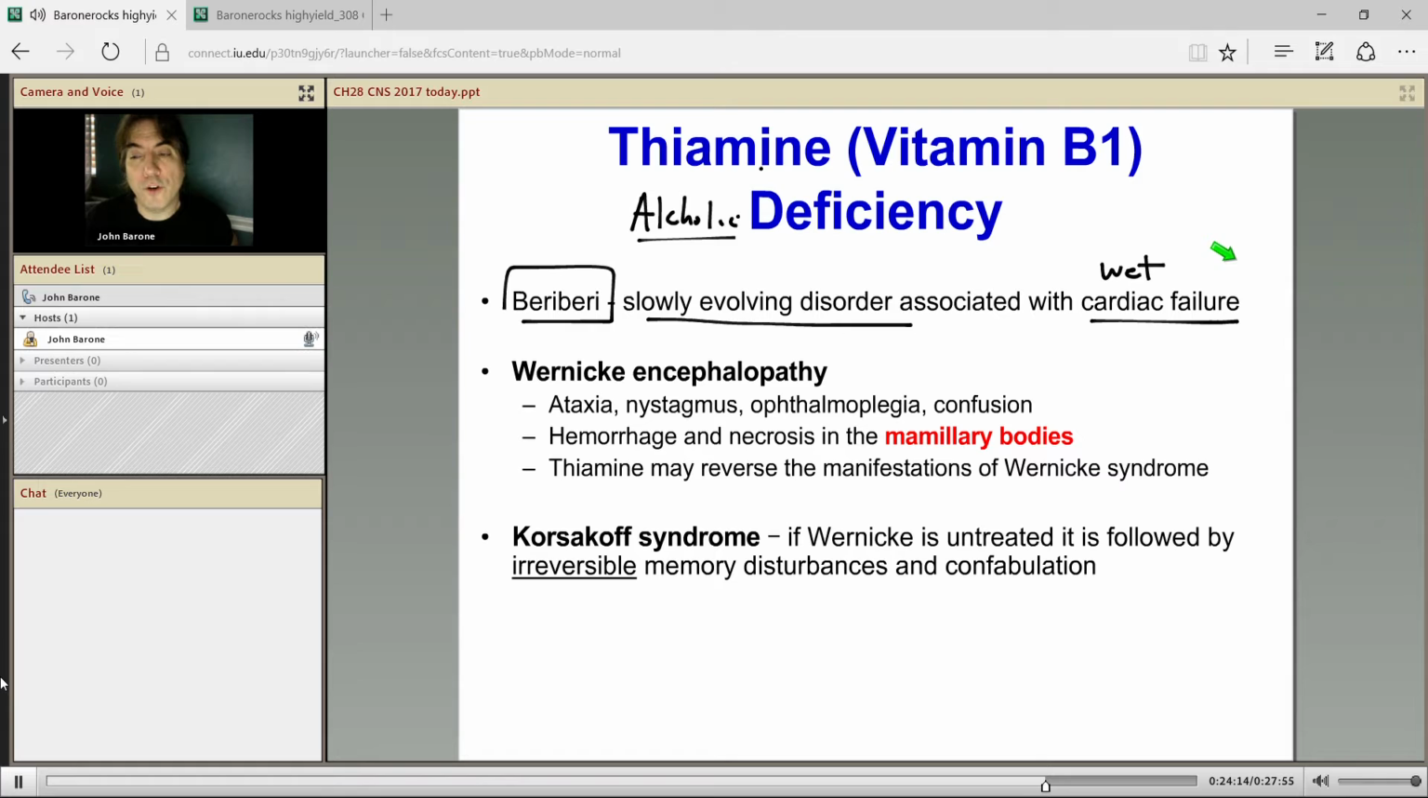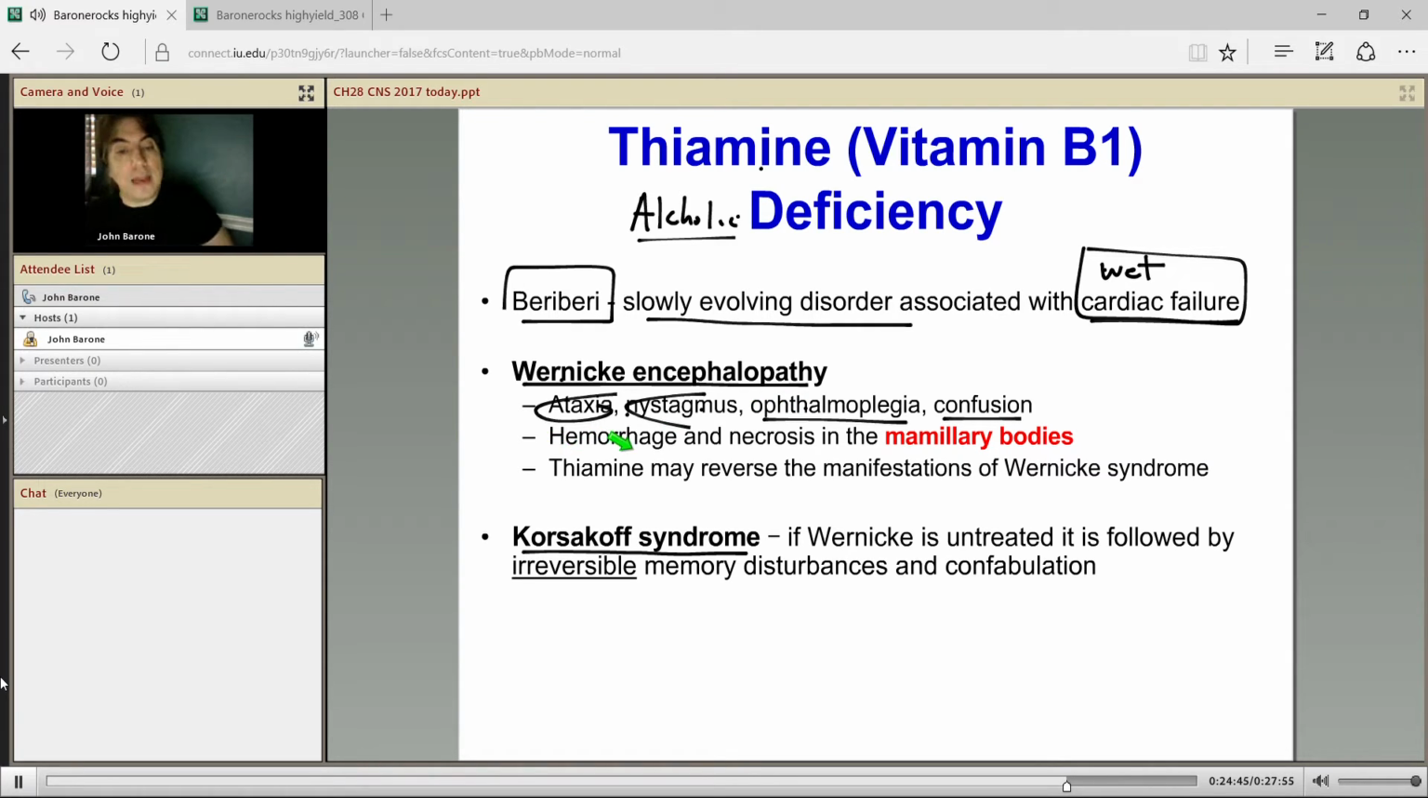So first you're going to get, well, you can get either one. But wet beriberi is very common. Wet beriberi because you're in congestive heart failure. You'll have pitting edema. You'll have ascites. You're going to be wet. And then dry beriberi is in the brain. You're going to get Wernicke's encephalopathy first, and then long-term you get Korsakoff's, which is very bad. Now, Wernicke, that's the ataxia, the nystagmus, the ophthalmoplegia, where you can't move your eyes, the confusion. These are the classic things you're going to get.